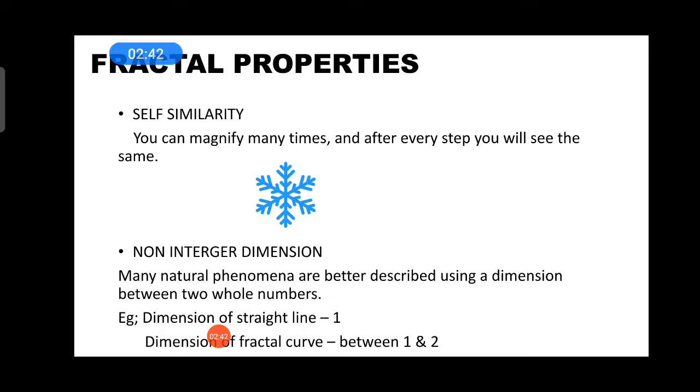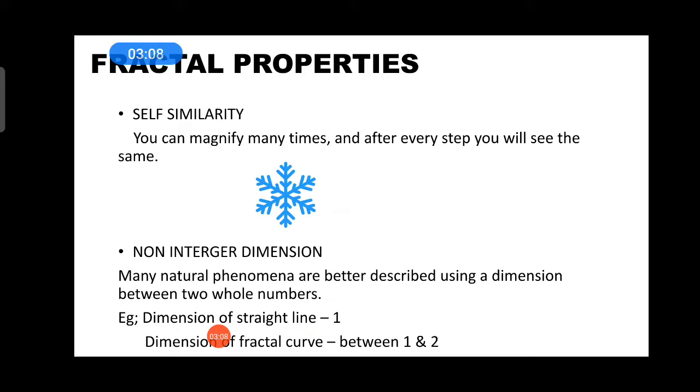The other property is non-integer dimension. Many natural phenomena are better described using a dimension between two whole numbers. We know the dimension of a straight line is 1 and the dimension of a square is 2. But the dimension of a fractal curve is between 1 and 2. An example is lightning. The dimension of lightning is neither 1 nor 2. It is in between 1 and 2.